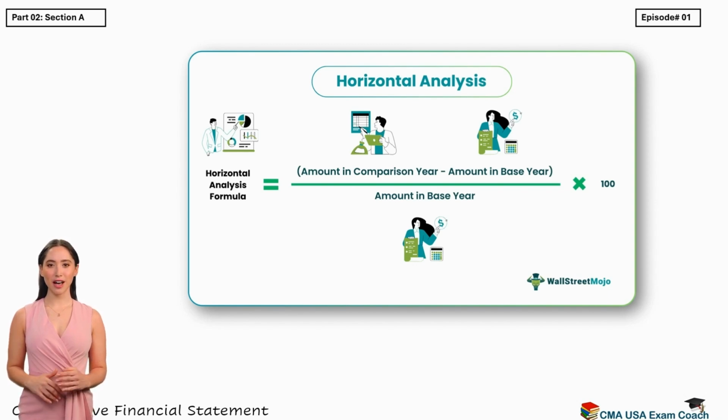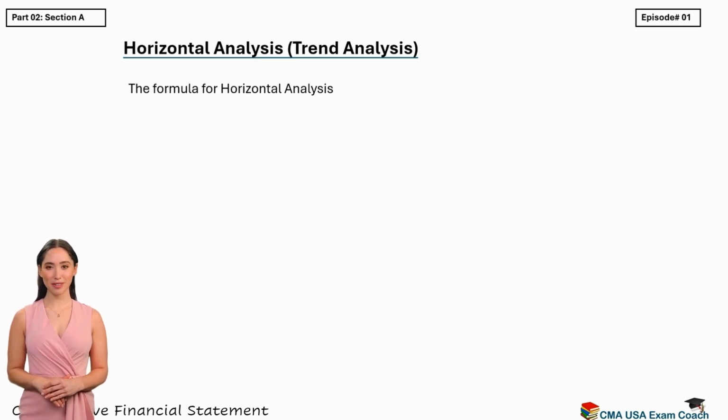Horizontal analysis, also known as trend analysis. By analyzing year-over-year changes in financial statements, stakeholders can assess whether the company is improving, declining, or remaining stable. Horizontal analysis is useful for spotting revenue growth, cost variations, and profitability trends, helping businesses make strategic decisions based on historical performance. Let's explore how this analysis works in detail.